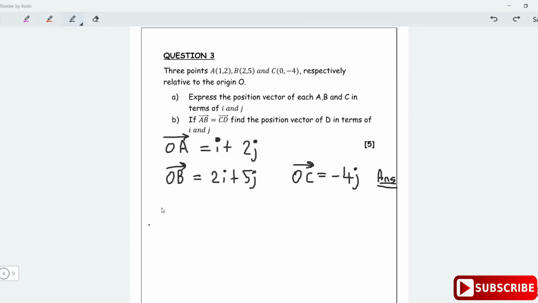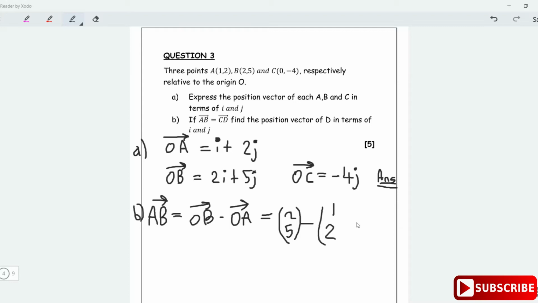So this is part B now, and this was part A. For part B, first we need to find AB. Vector AB is OB minus OA, vector of the last minus vector of the first. So then we might ask, what is OB? OB, remember, is 2, 5. And then we're subtracting vector OA. What is vector OA? Vector OA is 1, 2.